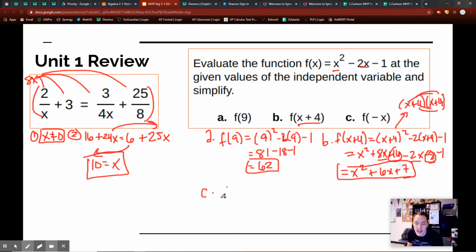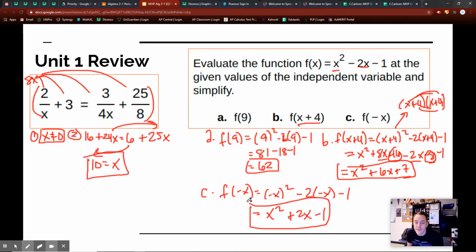And then C, I have negative x. So I'm just going to plug negative x in. So if I plug in negative x like this, I get this. This becomes always a positive because it's squared. This becomes a positive and then minus 1. So that is my final answer.